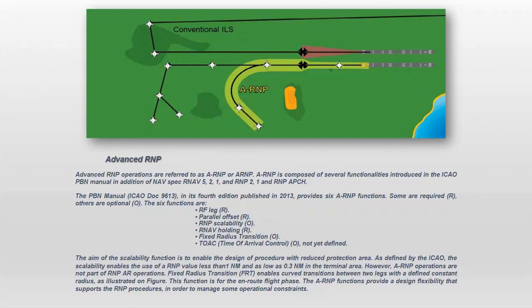The PBN manual, ICAO Doc 9613, in its 4th edition published in 2013, provides 6 RNP functions. Some are required, others are optional. The 6 functions are: radius to fix leg required, parallel offset required, RNP scalability optional, RNAV holding required, fixed radius transition optional, time of arrival control optional, not yet defined.